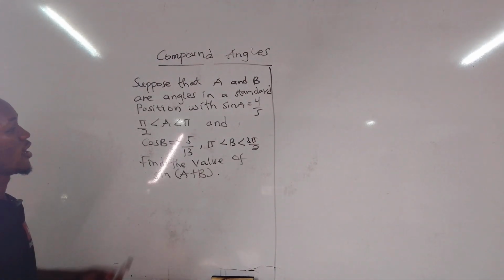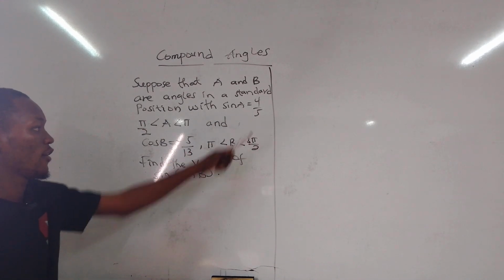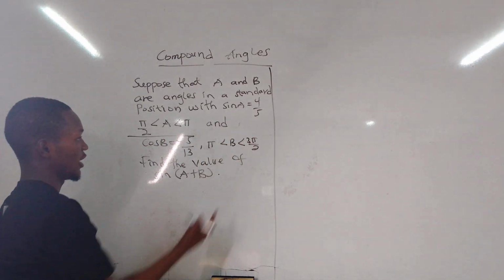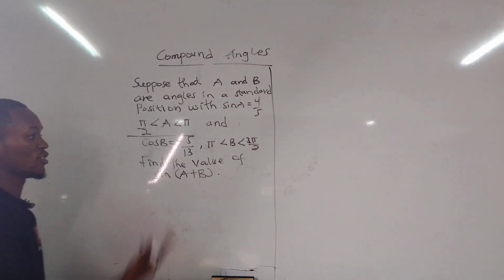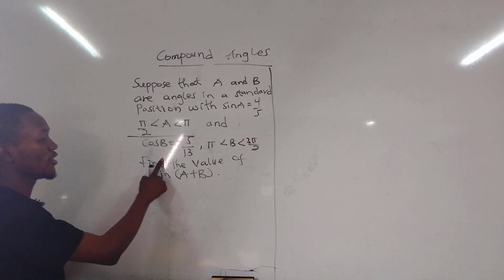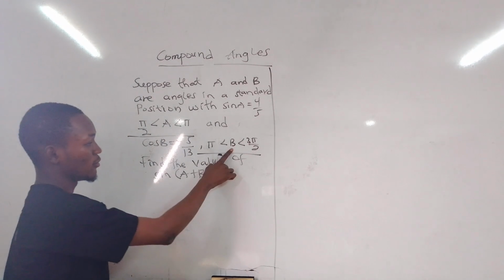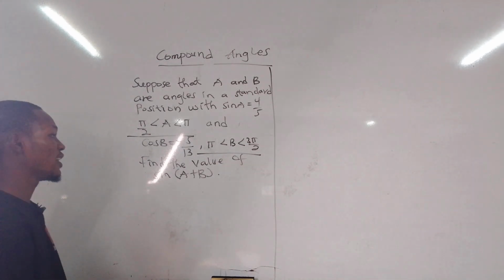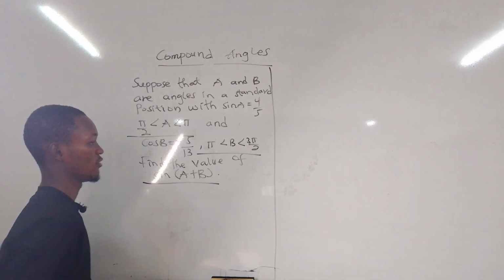Suppose that A and B are angles in a standard position with sine A given as 4 on 5 with this condition: A is less than pi, which is 180 degrees, and greater than pi on 2, which is 90 degrees. And then cos B is given as negative 5 on 13 with this condition: angle B is less than 3 pi on 2, which is 270 degrees, and greater than pi, which is 180 degrees. We have to find the value of sine (A plus B).